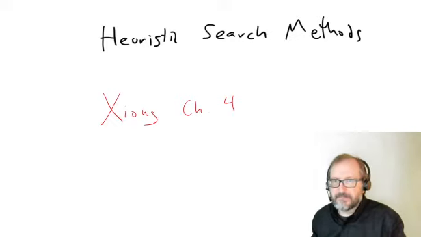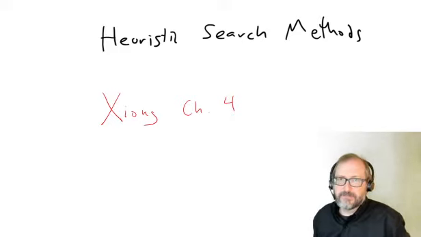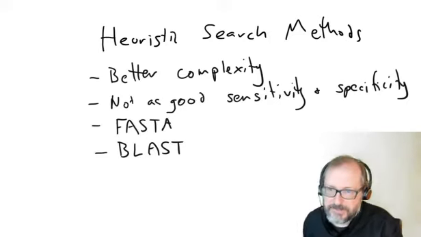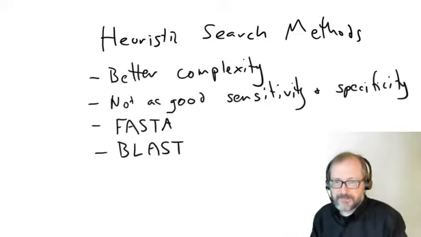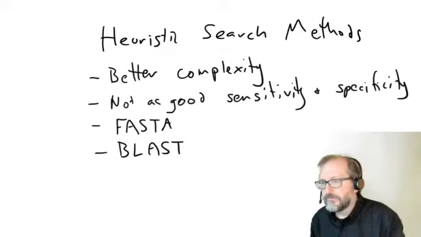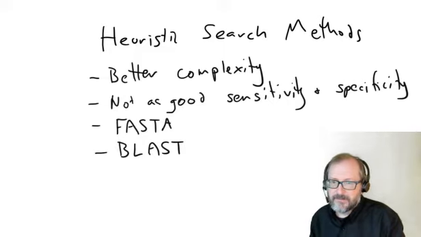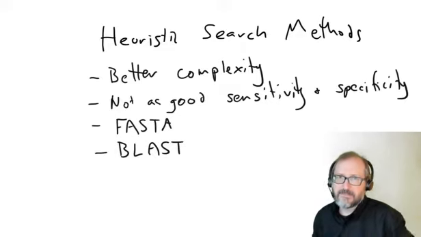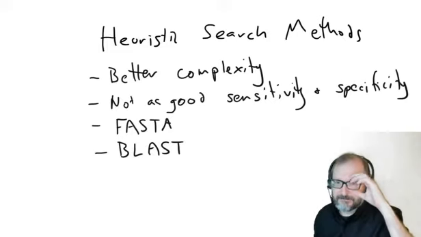So in this lecture, we're going to cover heuristic search methods, which are going to be a lot faster, but for which there's a bit of a price to be paid in terms of specificity and sensitivity. So we're going to talk about these methods and what their complexity is. How do we define complexity? And we're going to review sensitivity and specificity, and then introduce an older method called FASTA, and the method which has now come to dominate biology, which is BLAST.